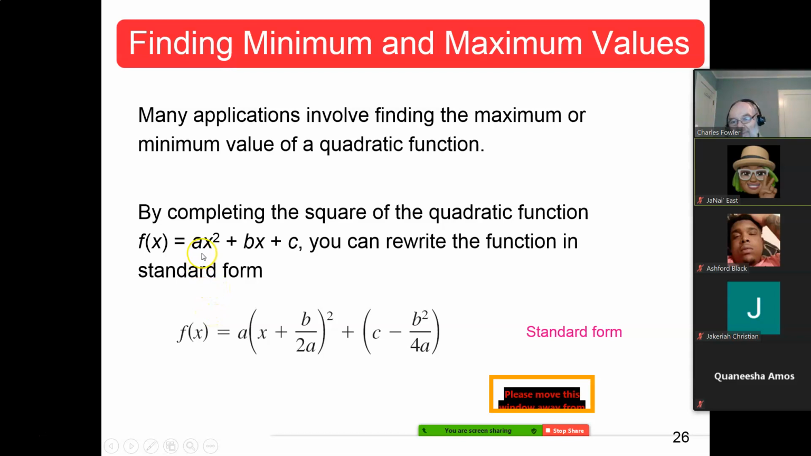Now, remember what the rules were? First, factor out the a from the x terms. So if you factor that a out here, you're left with an x squared, and then plus b over a x. Let me fill in the blanks here. They just skip so many steps. So the first thing we do is factor out the a. That leaves us x squared plus b over a x plus c.